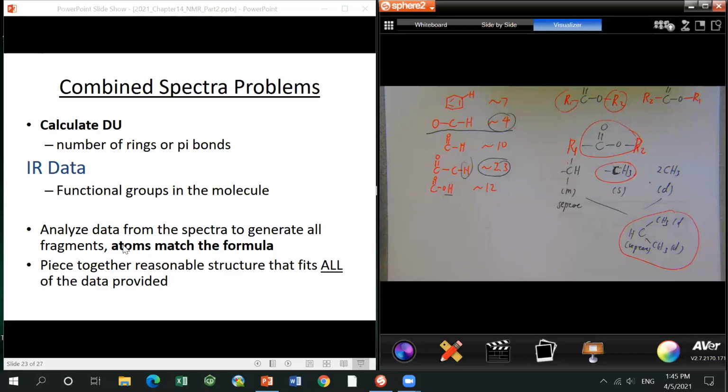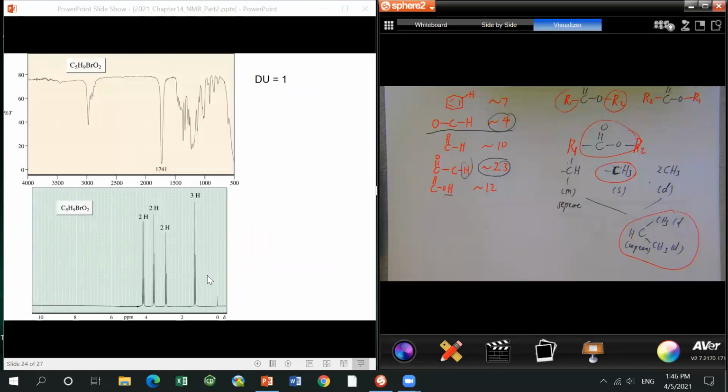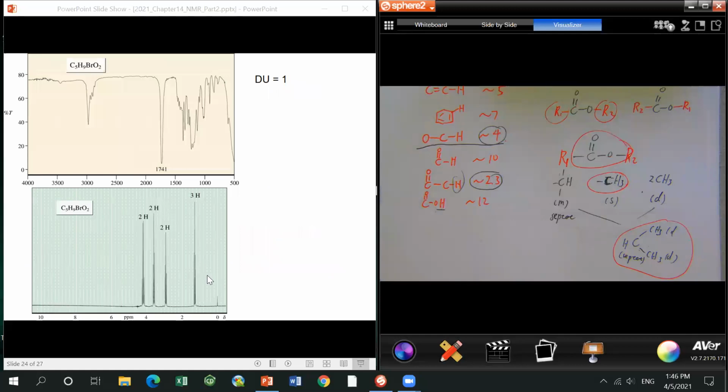Then you use the splitting patterns to merge all the fragments together and eventually generate maybe one or two reasonable structures. Then you have to double check the structure against all the spectra. If it fits all the data, that will be the right structure. It's not an easy question, but we will learn it little by little, and we will do a lot of practice on it.